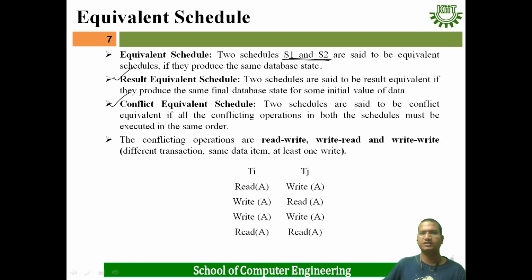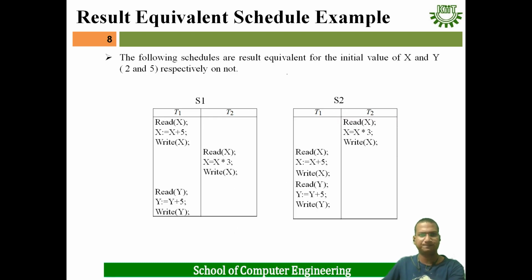What is a result equivalent schedule? Two schedules are said to be result equivalent if they produce the same final database state for some initial value of data. We will take one example and we will understand this. Suppose some initial value we will take. Here one example is there. Suppose the following schedules are result equivalent for the initial value of x and y respectively or not. We have to check this.